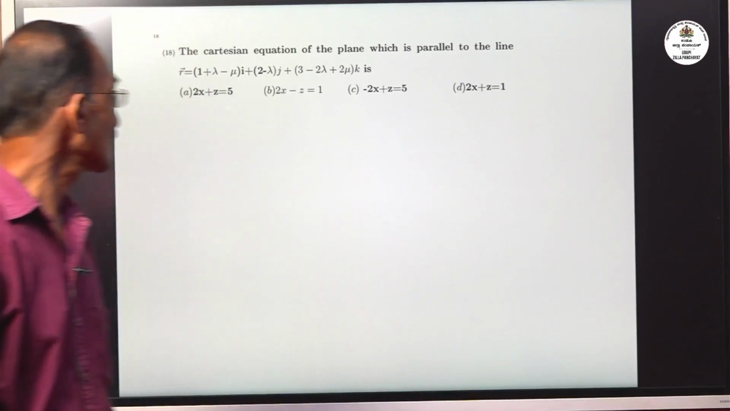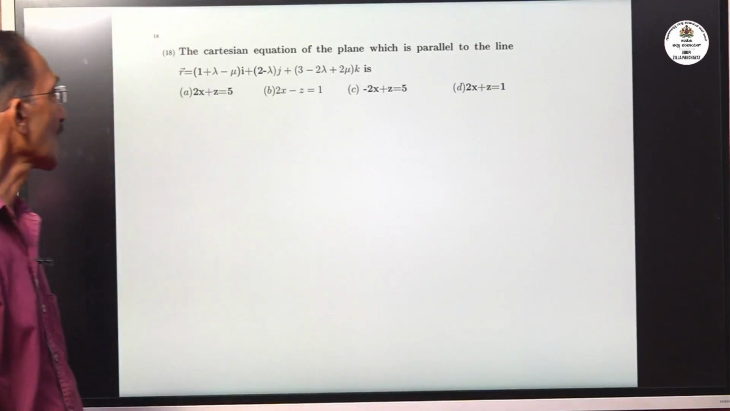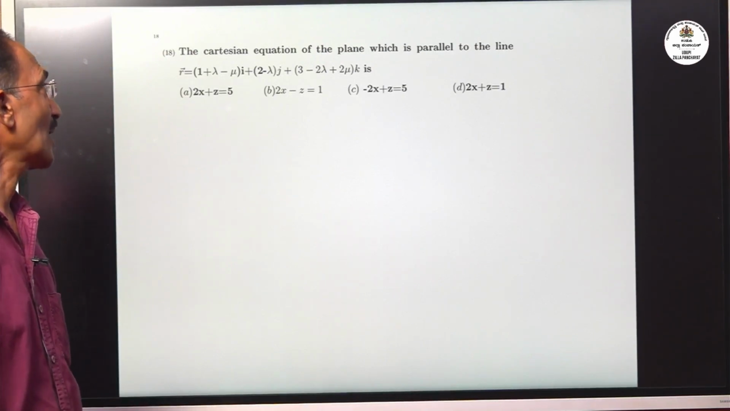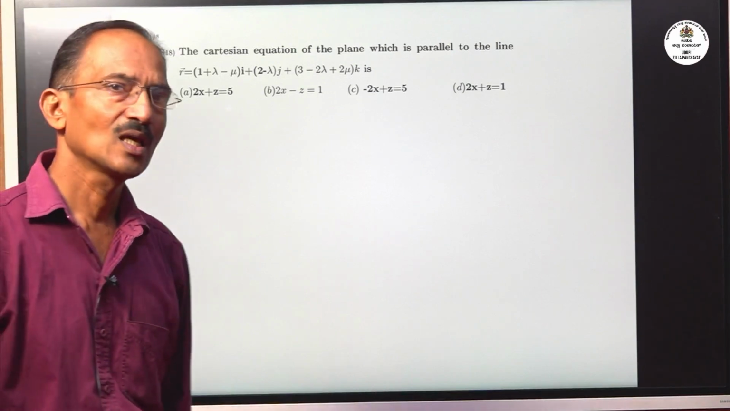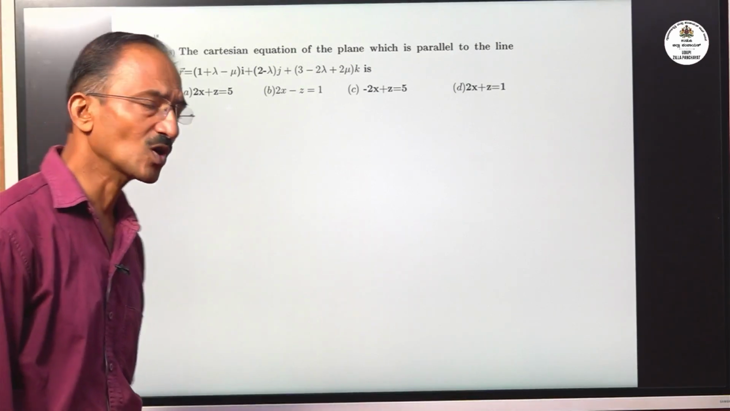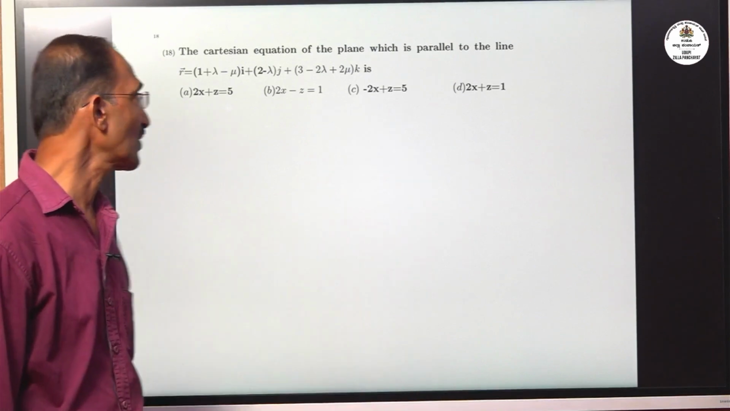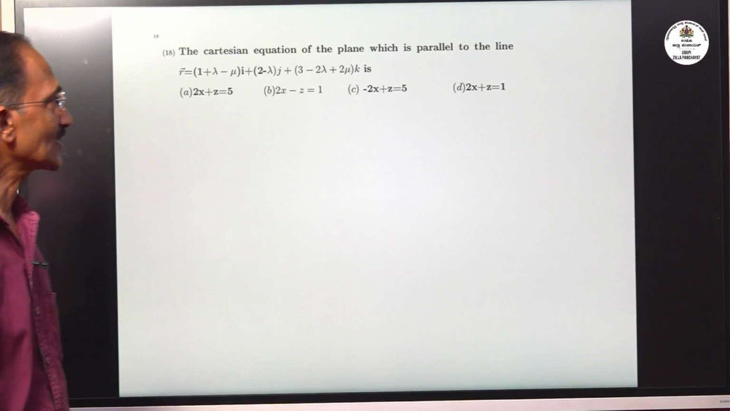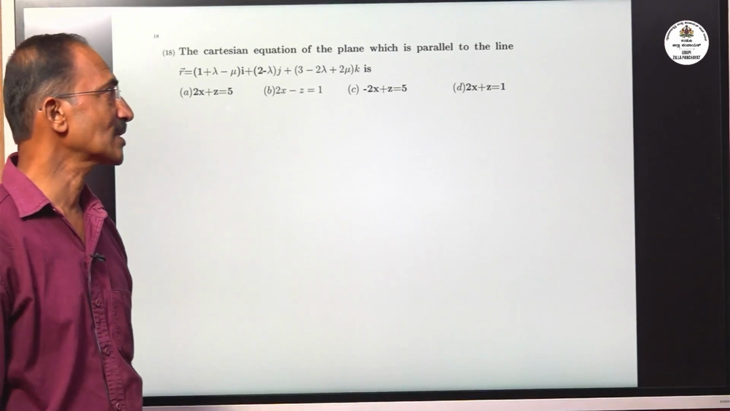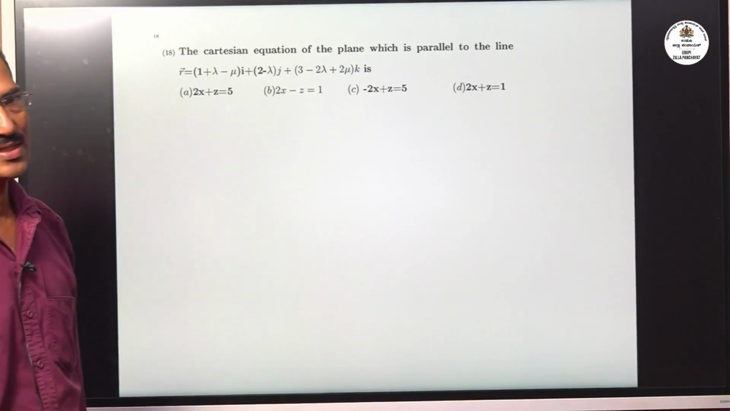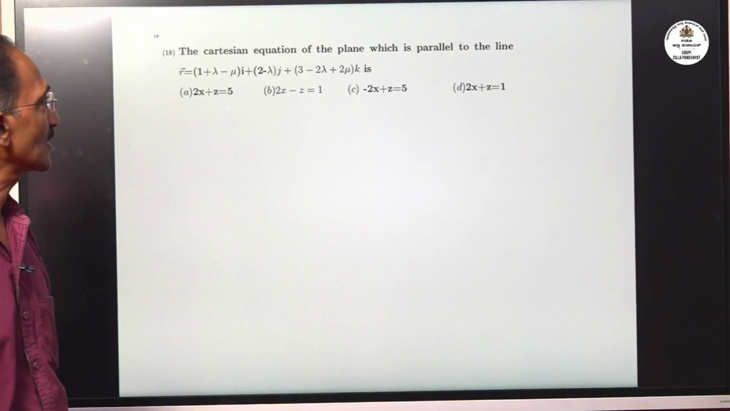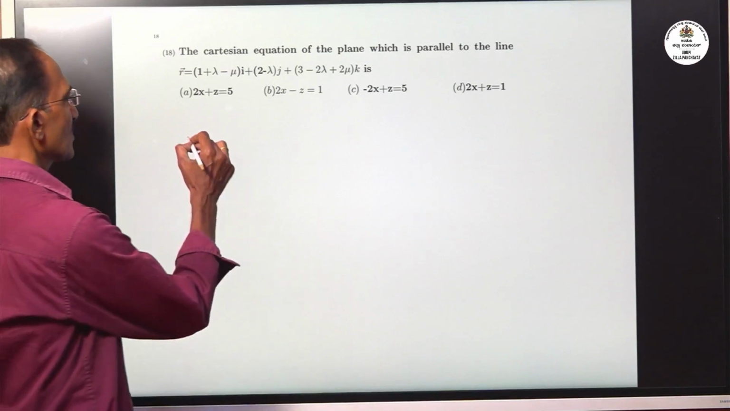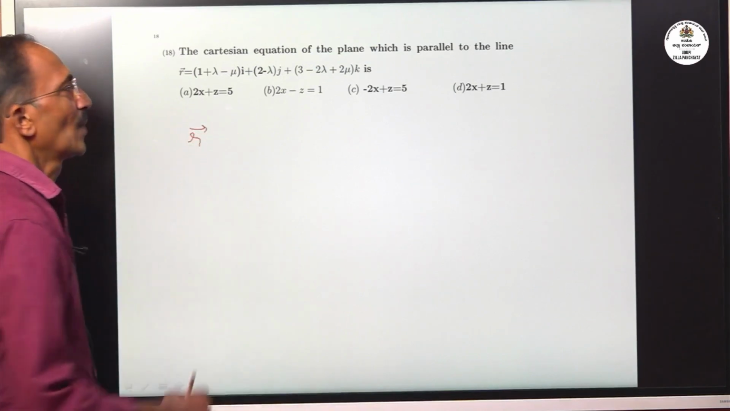Question number 18. The Cartesian equation of the plane which is parallel to a line. Four planes are given as options: 2x plus z equals 5, 2x minus z equals 1, minus 2x plus z equals 5, and 2x plus z equals 1. So the line is parallel to which plane?